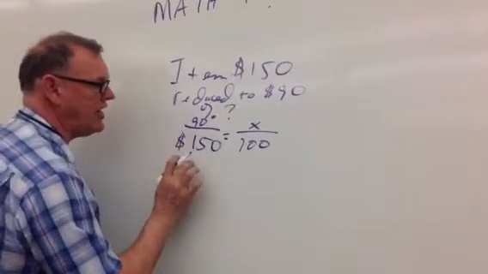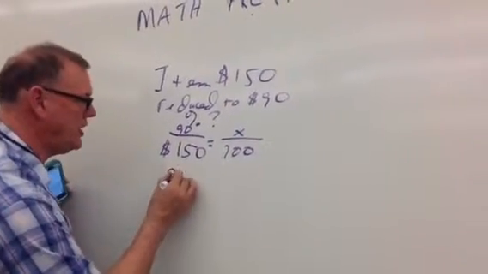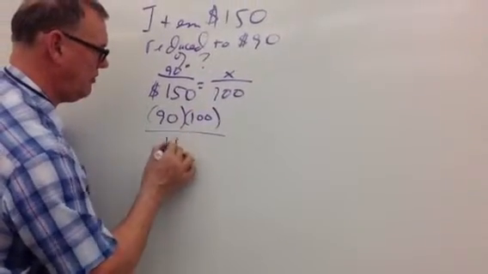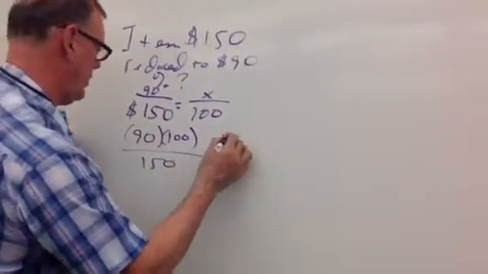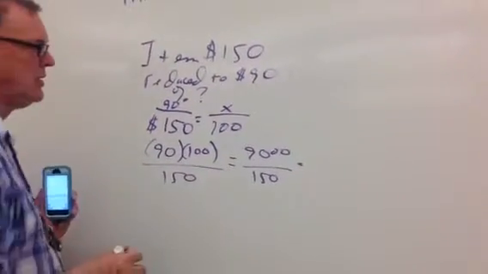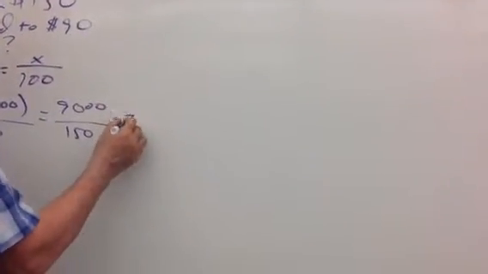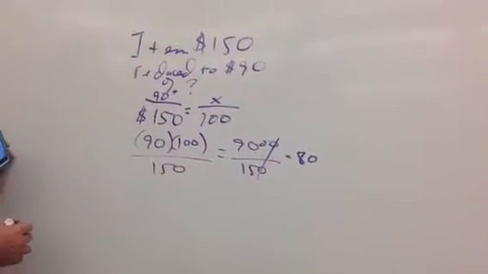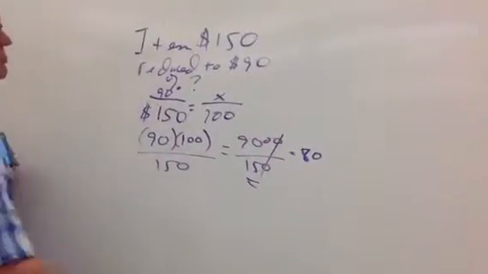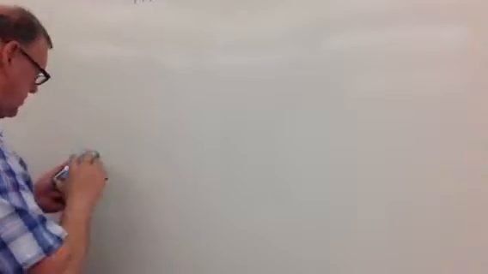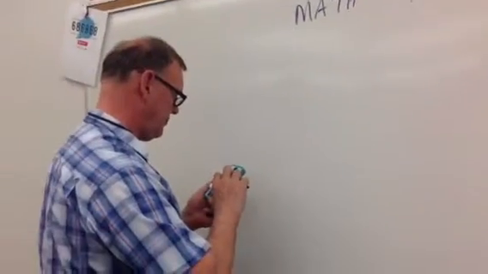What percent is 90 of 150? So we go 90 times 100 divided by 150. And then you do the math. So that's 9,000 divided by 150, and whatever that comes out to. Okay? All right. Next, number 26.